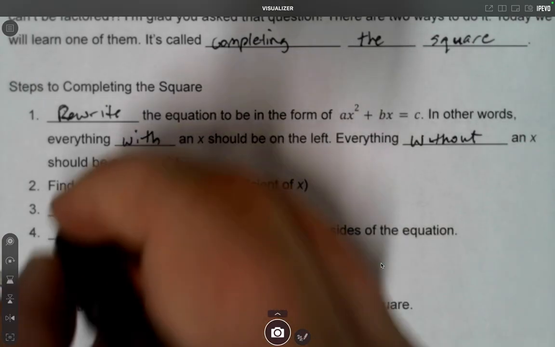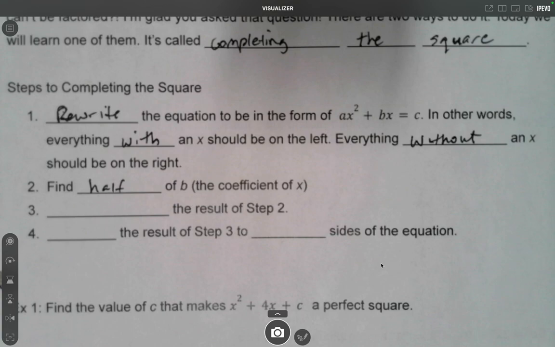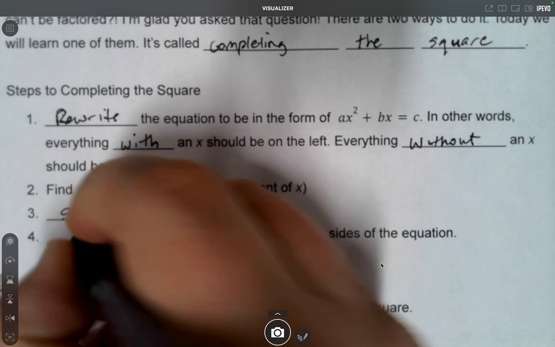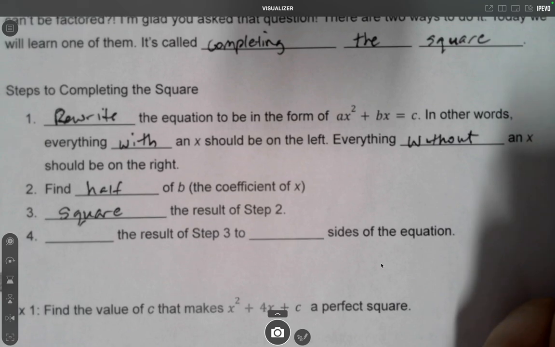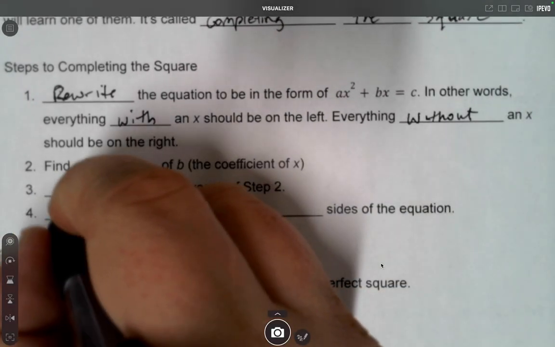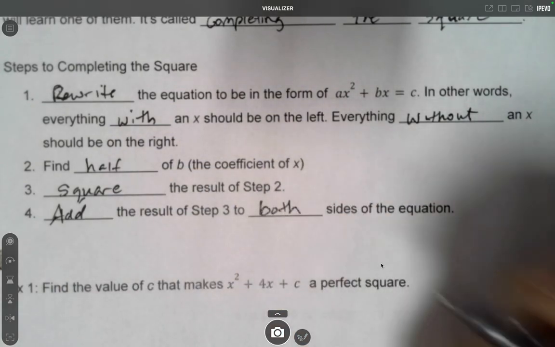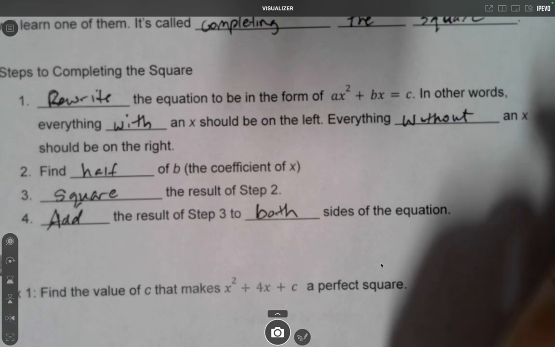Once you put it in that order, your next step is to find half of b. So divide b by 2. Then square the result of step 2. Then add the result of step 3 to both sides of the equation. So make sure you have those blanks filled in, and particularly when we're doing the example on this side of the page, we're going to follow and walk through and make sure we understand what this actually looks like when we're doing the equations, or doing the solving.